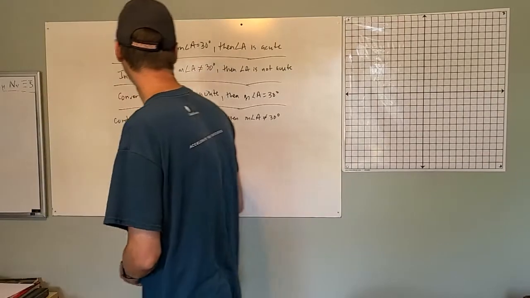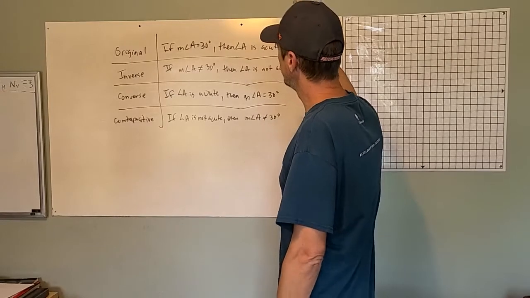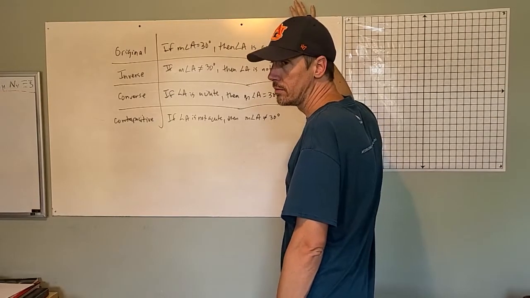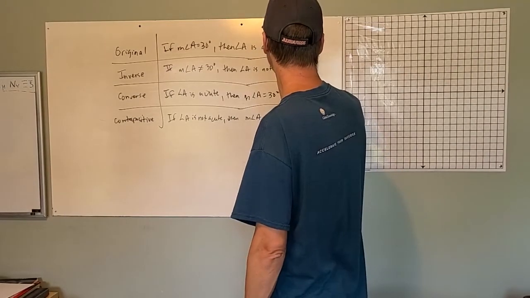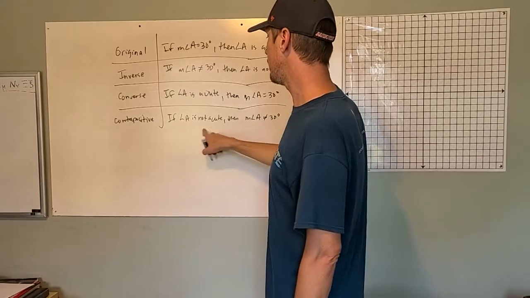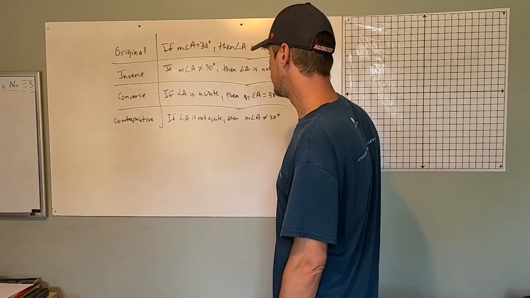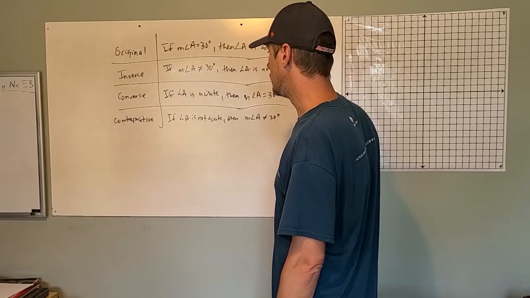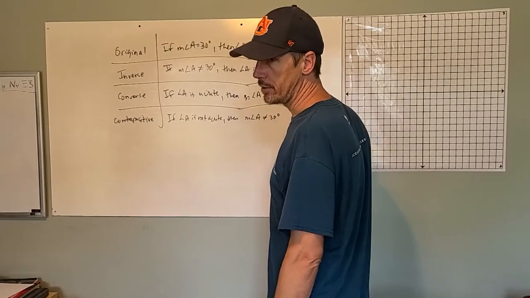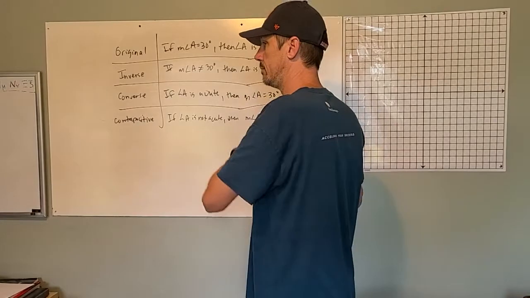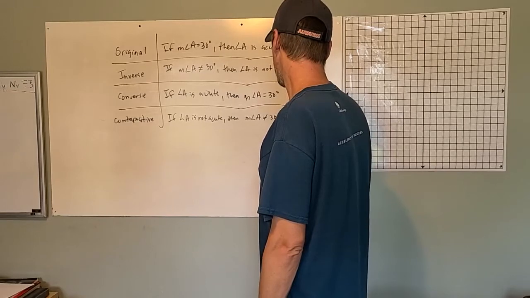Note that if the measure of angle A is 30 degrees, then angle A is acute. Is that a true statement? Yes, that is true. What about this one: if angle A is not acute, then the measure of angle A does not equal 30 degrees? Also true. If it's not an acute angle, then clearly it can't equal 30 degrees, because it's got to equal 0 or somewhere between 90 and greater than 90.